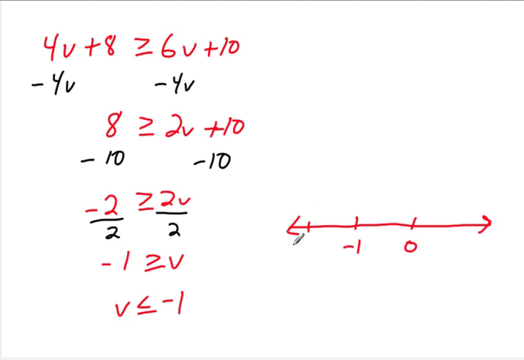Some people are making mistakes with the negative numbers. They're thinking like -1 goes here and -2 goes here, which would obviously be incorrect now that I've written it this way, right? v is less than or equal to -1. That means we get to fill in the circle, and we're going less than.